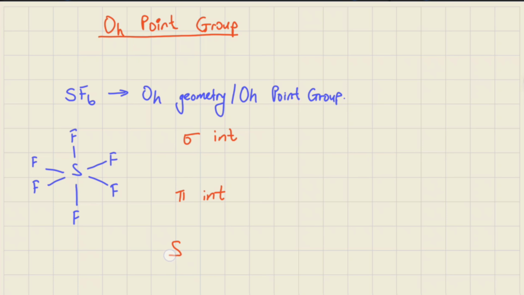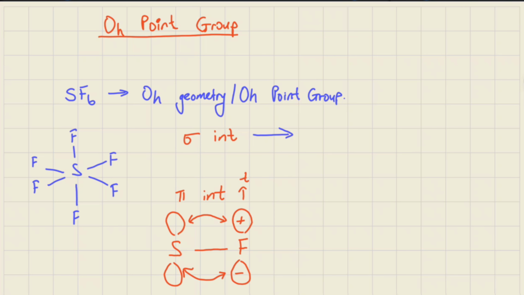So for instance, we have a sulfur and we have a F atom here, and we have, for instance, a pz orbital, right? This is the plus sign, this is the minus sign, and there might be an interaction with the p orbital of the S, and this is simply our pi interaction. But again, this part is not very important. Therefore, we can only consider the sigma interaction for our case.